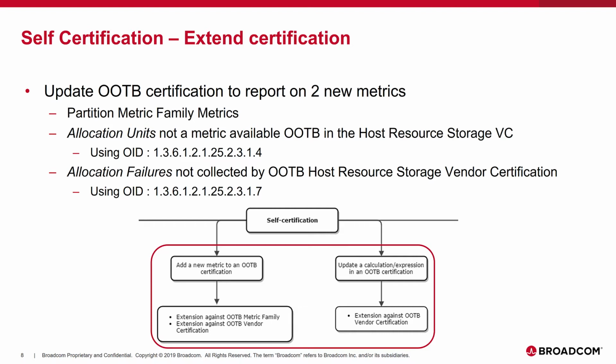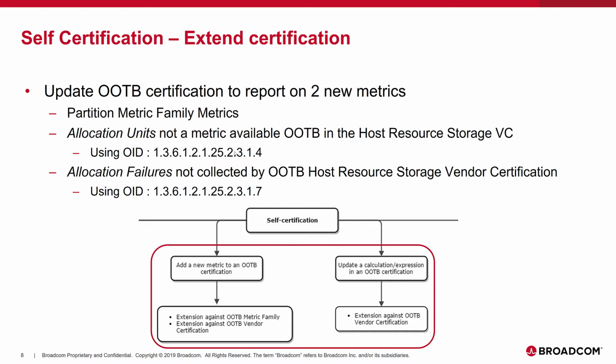And it's available in the host resource storage vendor certification, okay? And the OID that we want to poll for is this particular OID, right? And then the other metric that we are looking for is the allocation failures. So allocation failures exist as a metric in the partition metric family, but there is no expression that pushes SNMP data into that particular metric in the host resource storage vendor certification.